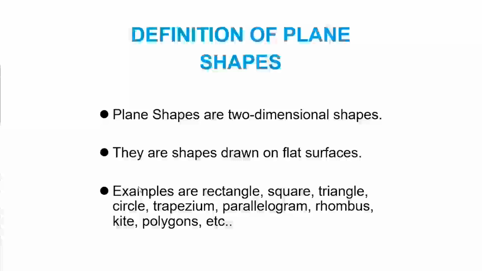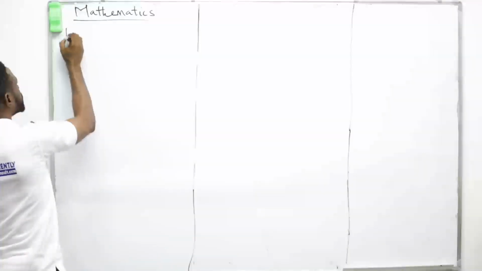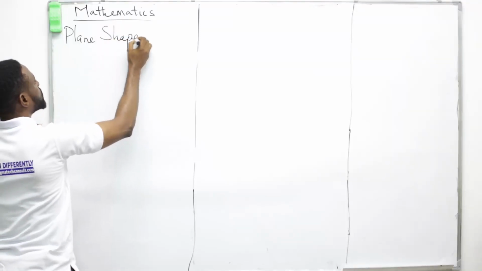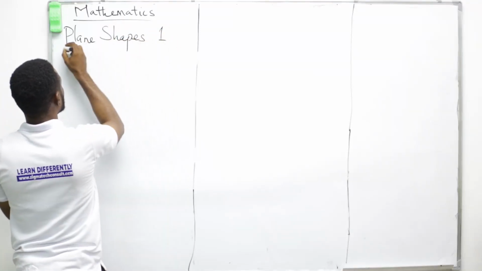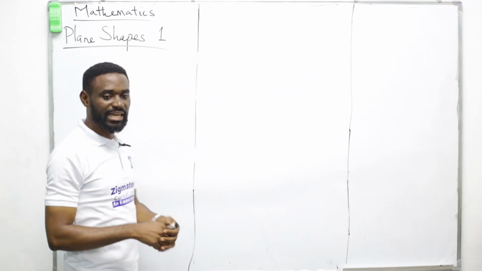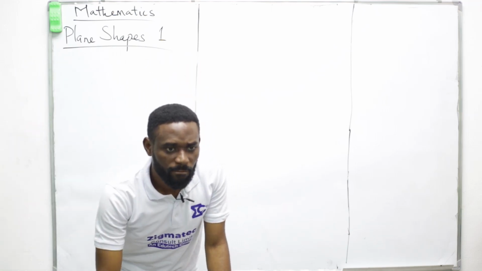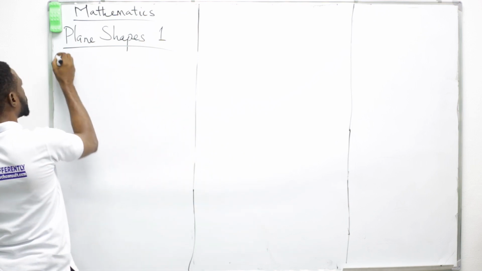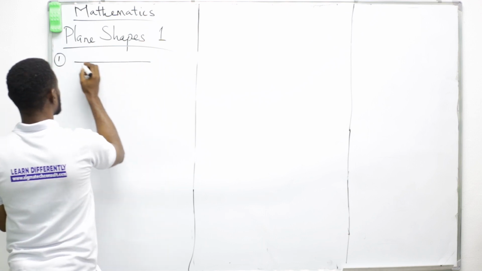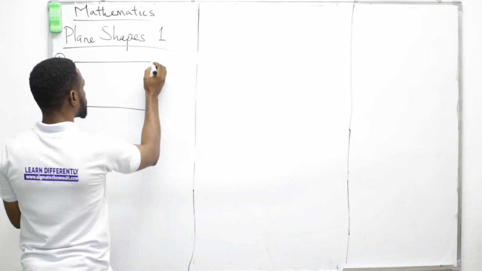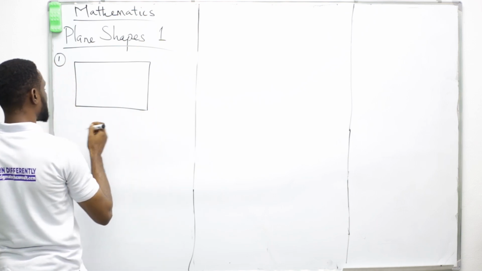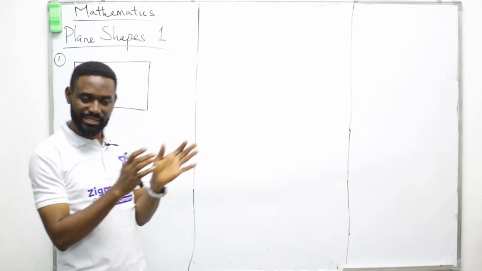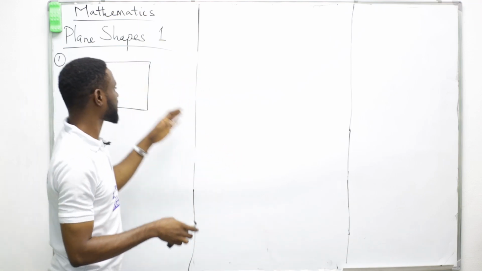So, we have plane shapes. Plane shapes, part 1, okay? Well, let's look at these shapes one after the other. Let's look at number 1, rectangle. Now, this is typically a rectangle. I want to believe that you know the properties of some of these shapes. Okay, this is a rectangle.